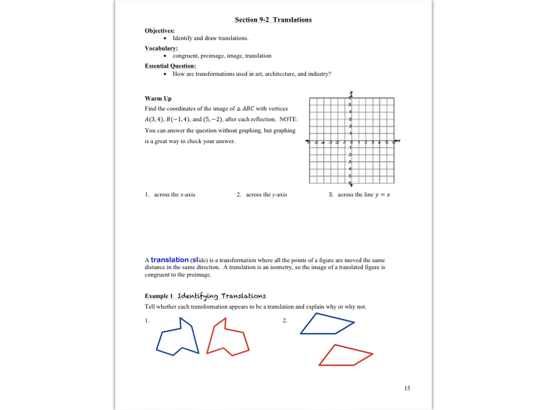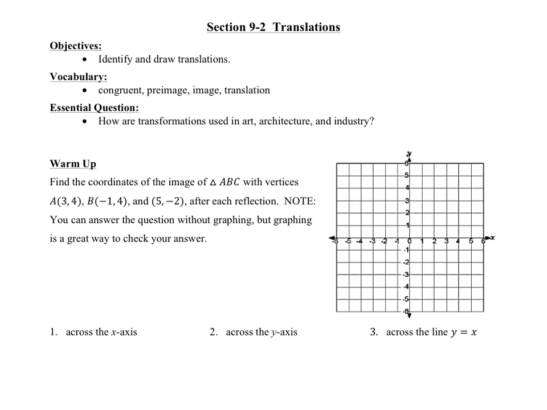We're in section 9.2 and we're going to be talking about another type of transformation. In the last lesson we were talking about reflections, and this time we're going to be talking about translations. Our objective is to identify and draw translations, and our vocab is congruent, preimage, image, and translation. Let's take a look at the warm-up questions.